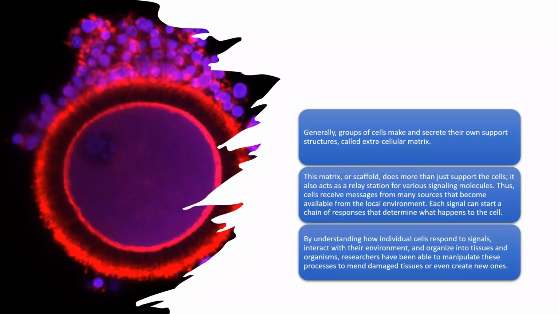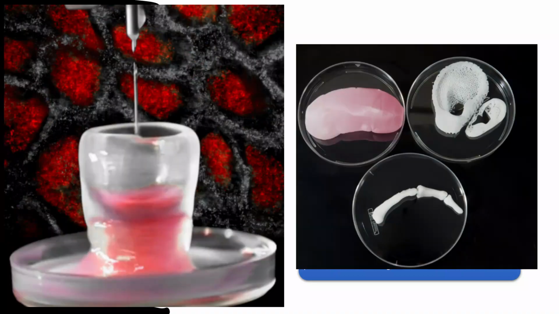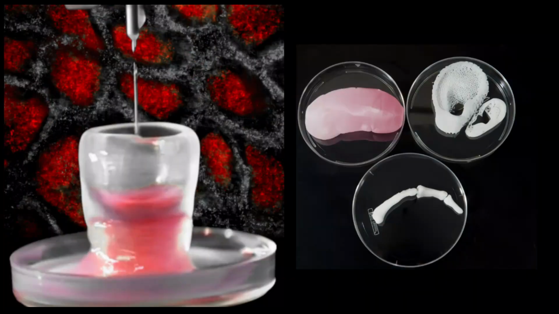By understanding how individual cells respond to signals, interact with their environment, and organize into tissues and organisms, we're able to create a functioning organ. To date, we've only been able to manipulate the process to mend damaged tissues or even create new ones.